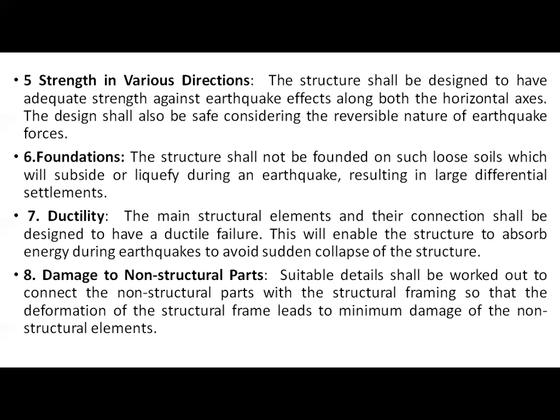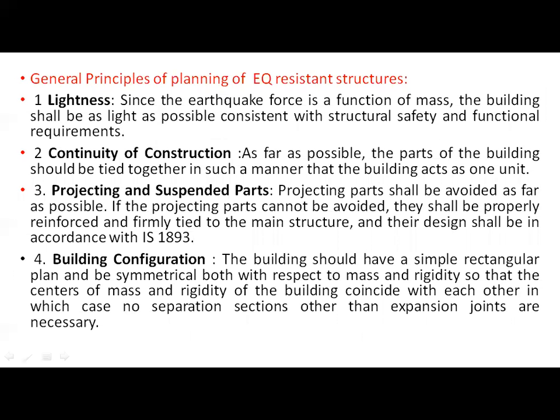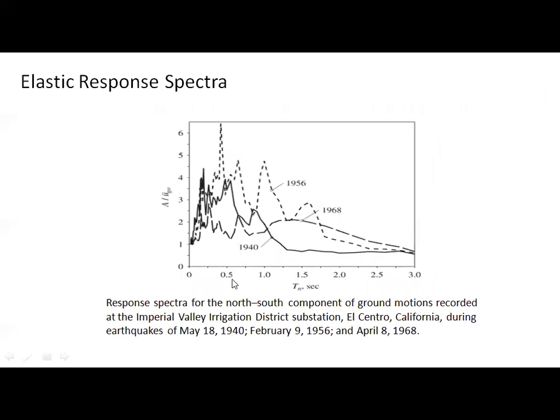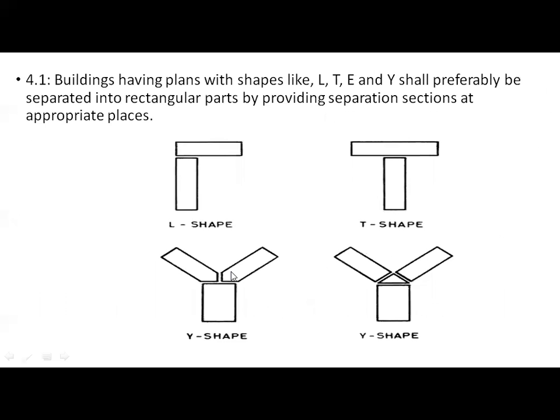Okay, so these all are the provisions for making the building an earthquake resistant building: light continuity of construction, projecting suspended parts, configuration, strength in various directions, foundation, ductility, damage to non-structural parts. Okay, these all are the points from the unit number 3.